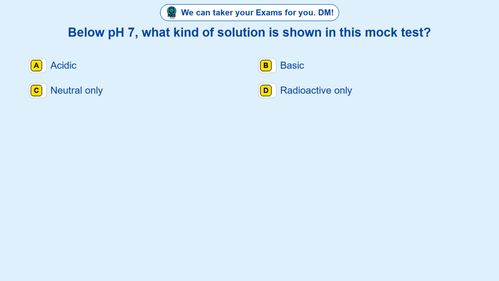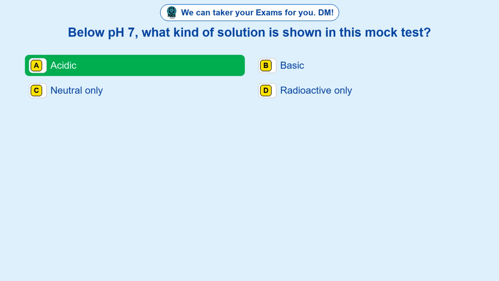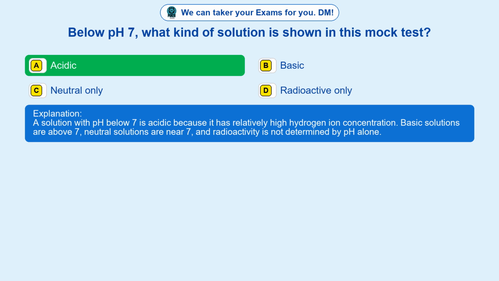Question 35. Below pH 7, what kind of solution is shown in this mock test? Option A, acidic. Option B, basic. Option C, neutral only. Option D, radioactive only. The correct answer is option A. Acidic. A solution with pH below 7 is acidic because it has relatively high hydrogen ion concentration. Basic solutions are above 7, neutral solutions are near 7, and radioactivity is not determined by pH alone.